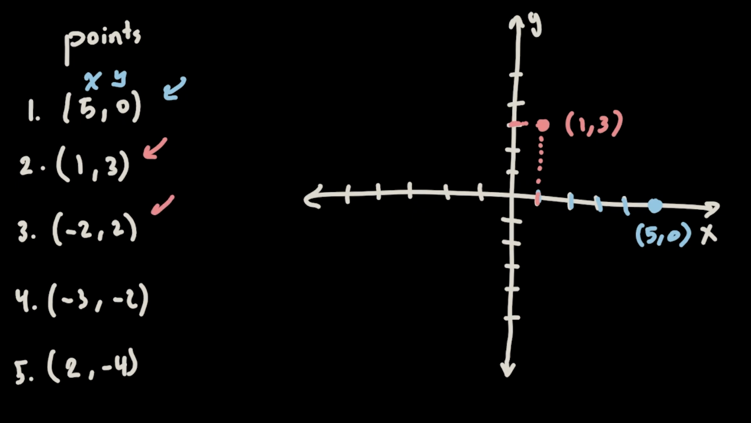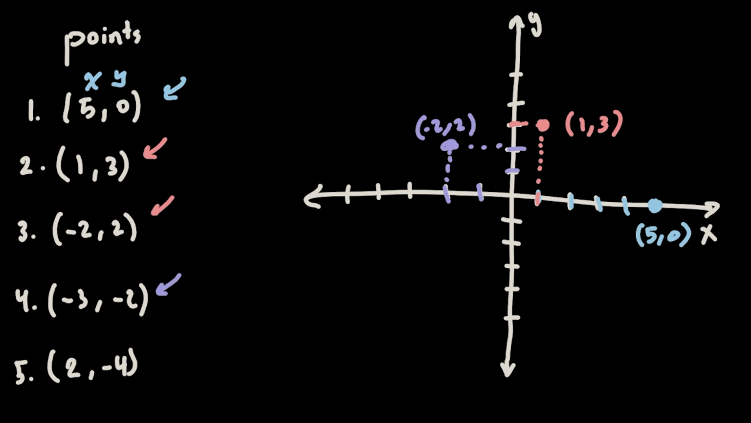Let's see this one. Here we have -2 and 2. So this is -1, this is -2, and we want 2. This is 1, this is 2. So I'll just make a line. So this is the point. It's -2 and 2. Let's see the next one.